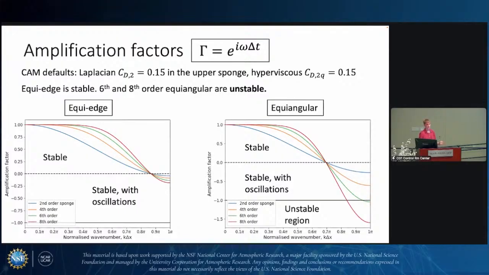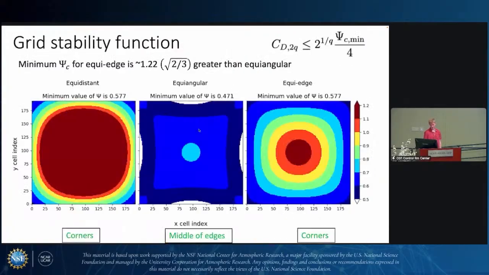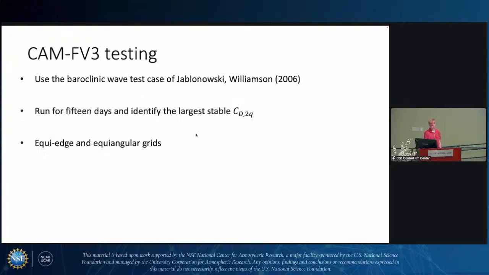So the take-home message here is if you're playing around and want to try a different cube-sphere grid, you'll need to reduce your divergence damping coefficient. Otherwise, you'll cause instability from this. The reason for this difference is that the equiangular grid has the smallest cell at the middle of the edges, and this is the place where the instability forms. And this actually leads to a stricter bound on the coefficient than on the equi-edge grid. I won't go into more for the sake of time.